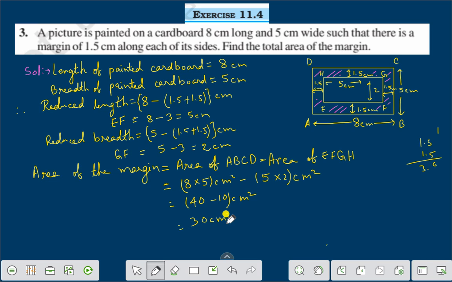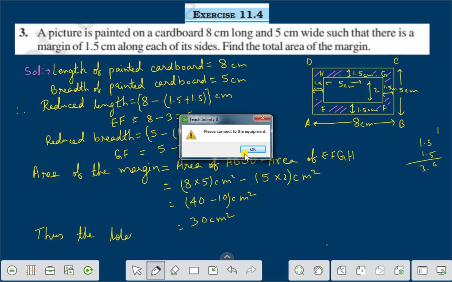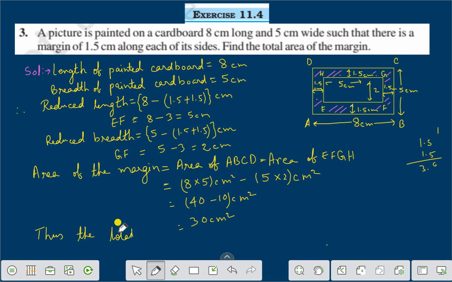Right? Hence we can say the total area of the margin is 30 centimeter square.